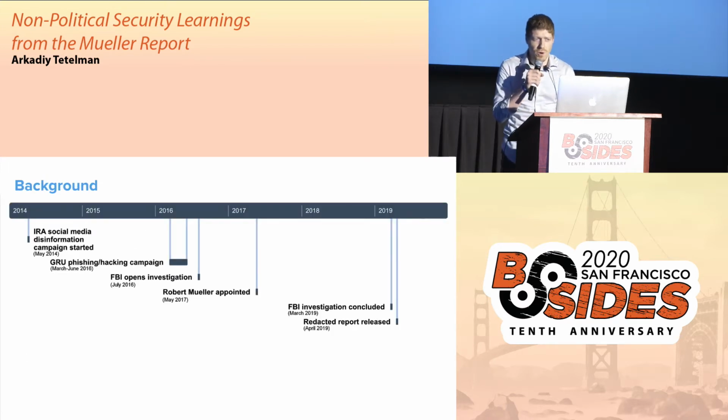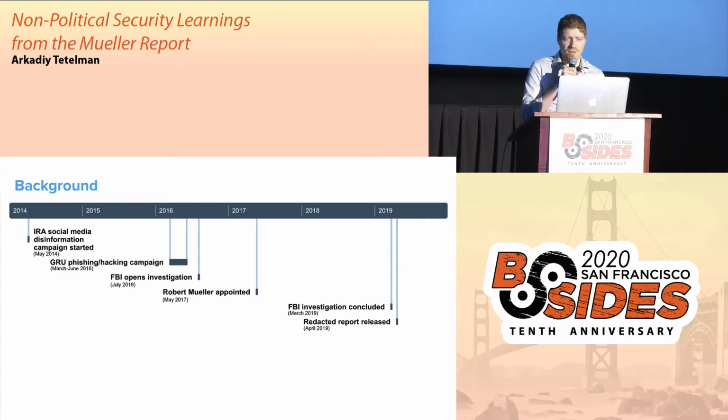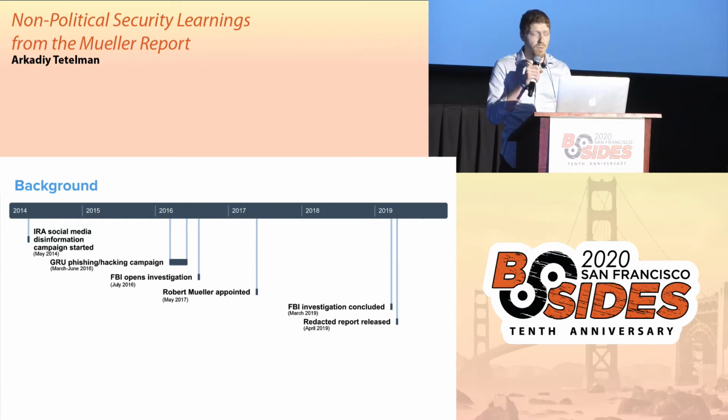So when we're talking about the Mueller Report, this is really the timeline that I'm thinking about. Even as early as May 2014, the IRA, the Internet Research Agency, started their social media disinformation campaign. This was before any candidates had even announced their intention to run for president. So just general sowing discord. And once certain candidates had announced their intention to run, the campaign did pivot and start to favor certain candidates or disfavor other candidates. A bit later, in March to June of 2016, was when you saw the GRU phishing and hacking campaign. Most of the time when the media talks about Russia hacking the election, they're really talking about that 3-month window. That's when the bulk of the activity happened.